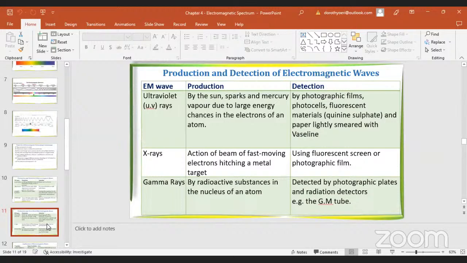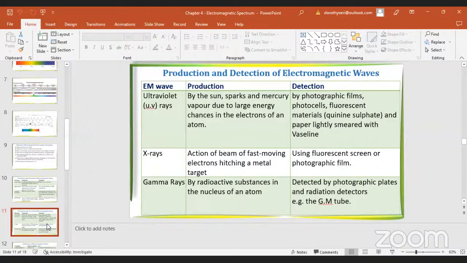Production is by the sun, sparks, mercury vapor, due to large energy changes in the electrons of an atom. Remember from your chemistry, when electrons are lost or gained, definitely there's energy change. Again, in physics, when electrons drop to a lower energy level or move to a higher energy level, there will be energy change there. So we are talking about that.